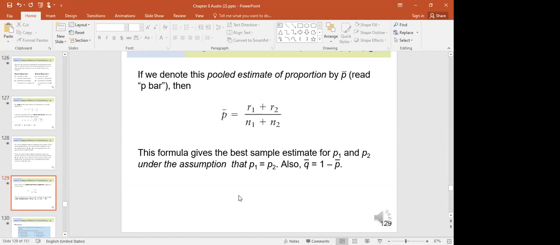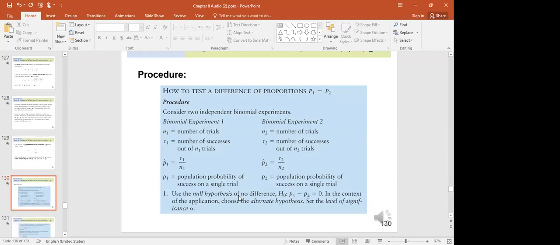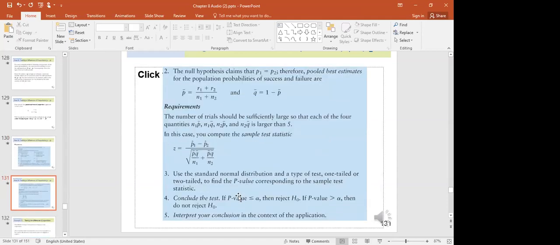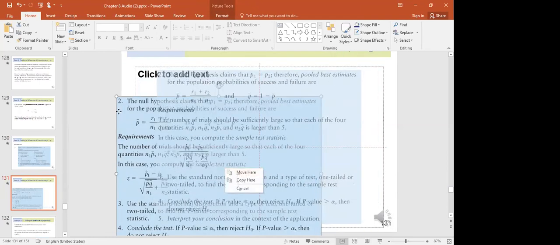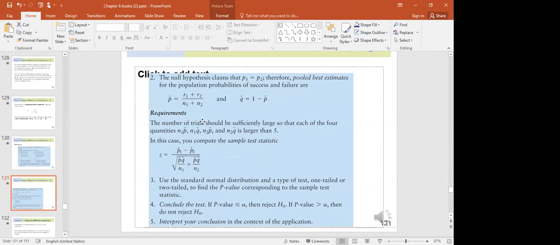putting the two samples together and finding a common proportion of success, which is the number of successes of both divided by the sample size of both put together. This is going to be used in the formula for the test value. You don't really need to worry about this because we are going to use the calculator.